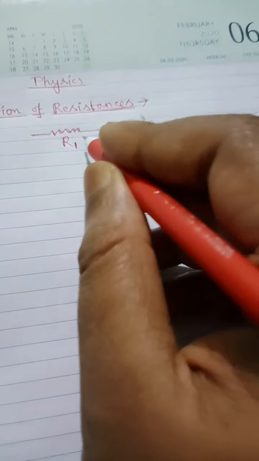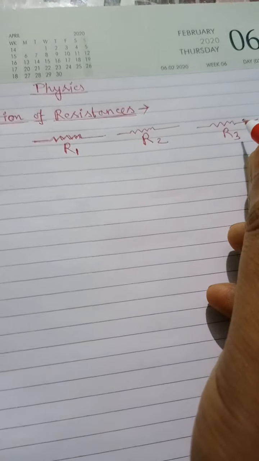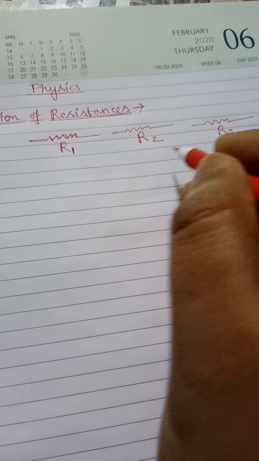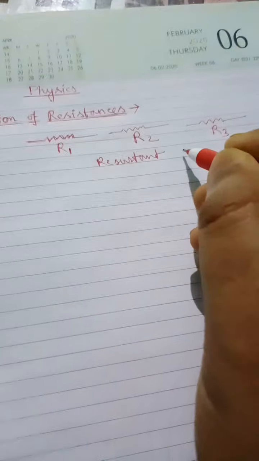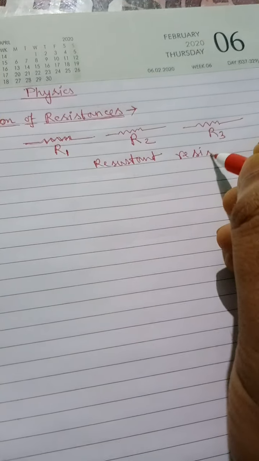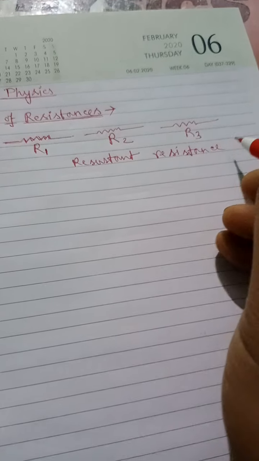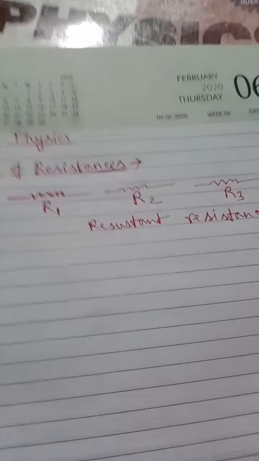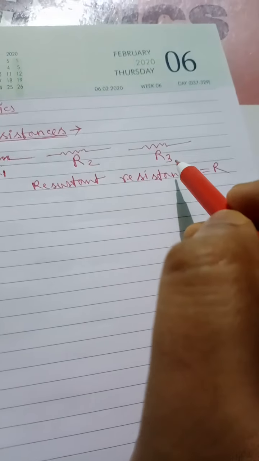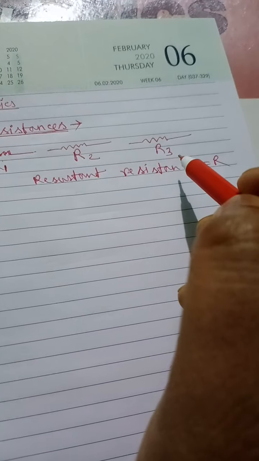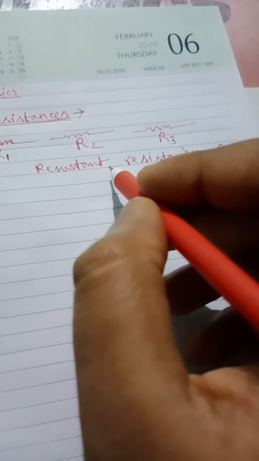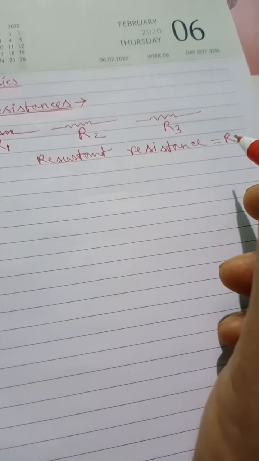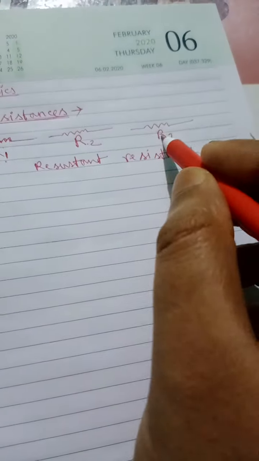Suppose these three resistors, when connected in an electrical circuit, give a resultant resistance equal to R. So what is the resultant resistance? In an electrical circuit, these three resistors are used, and the combination of these three resistors is known as the resultant resistance, or you can say it is the equivalent resistance of these three resistances.